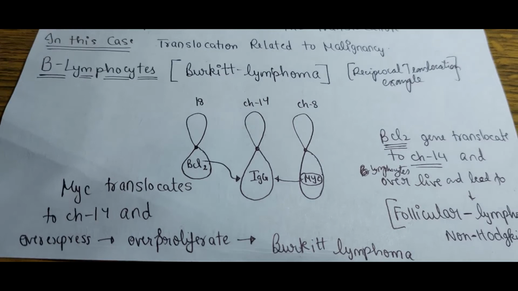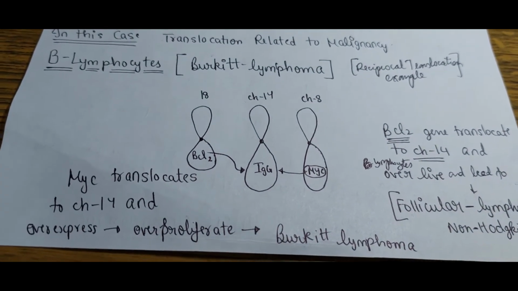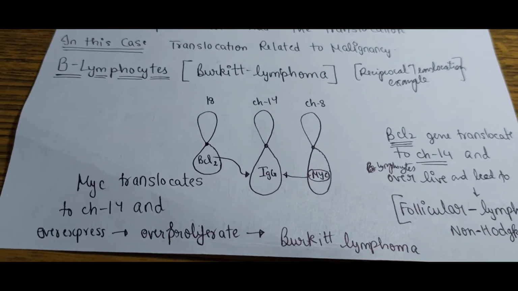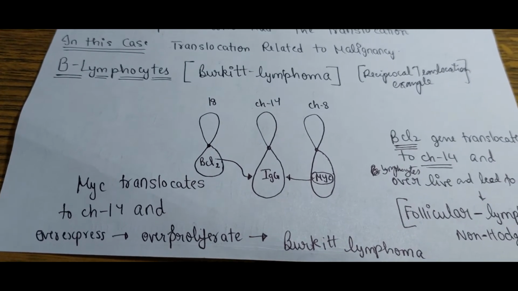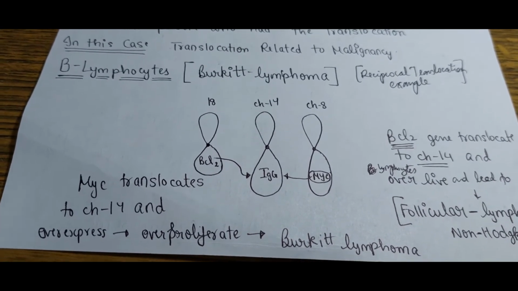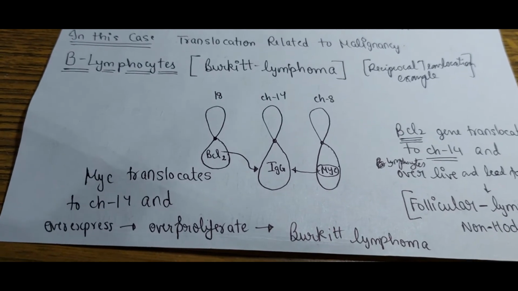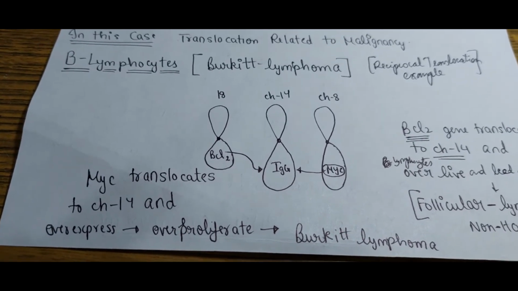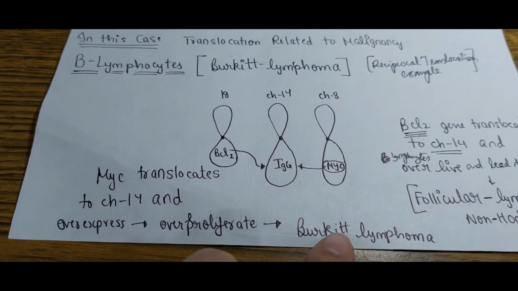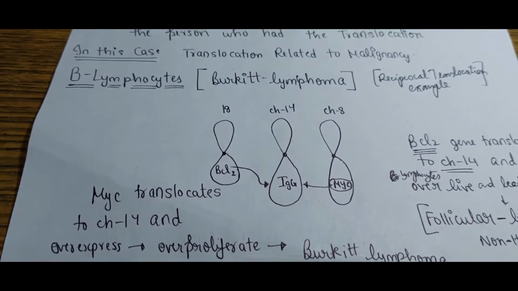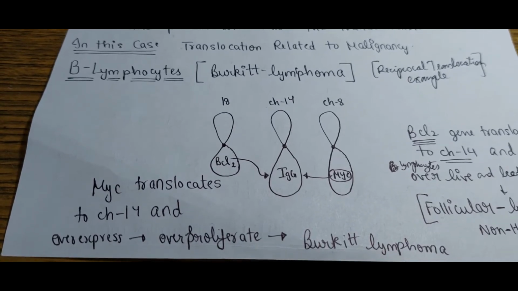We already know the immunoglobulin G gene is very active, and the MYC gene, in the presence of immunoglobulin G hyperactivity, will also be expressed at a higher rate and overexpressed. MYC gene is responsible for proliferation of cells, and as a result the B lymphocytes are going to proliferate so much, and that will lead to Burkitt's lymphoma.